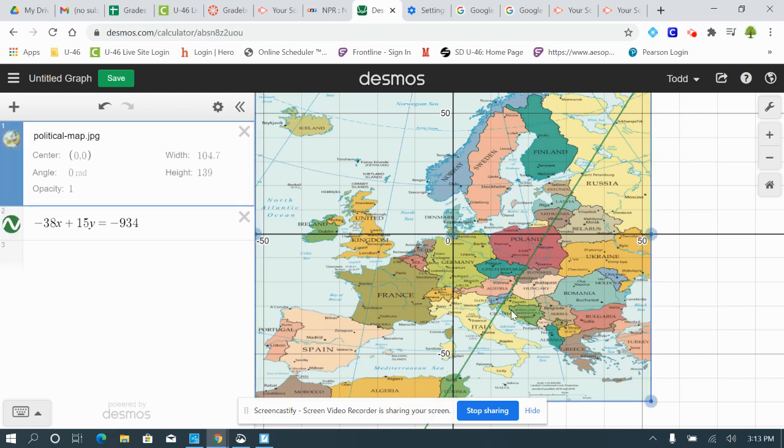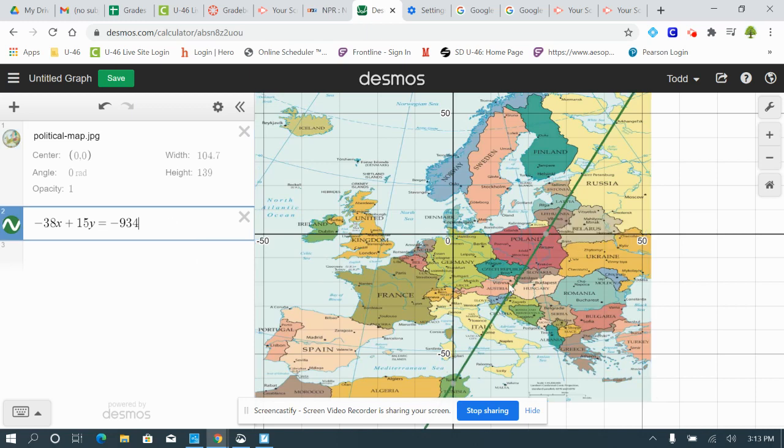And then I also realized when you chose those two cities, imagine the line going through those two cities. It's going up to the right. So that means it's a positive slope guaranteed.